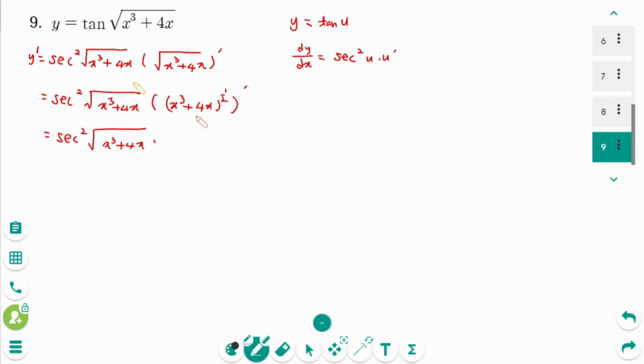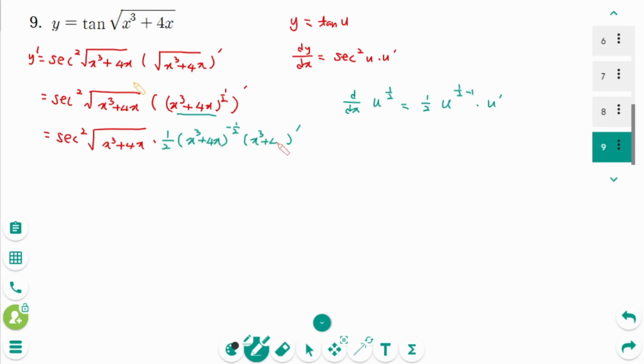Now think of it as u to the power of 1 over 2. So d dx u to the power of 1 over 2 equals 1 over 2 u to the power of 1 over 2 minus 1 times u prime. So u to the power of 1 over 2 prime equals 1 over 2 u to the power of minus 1 over 2 times u prime. The inner function is x cubed plus 4x.